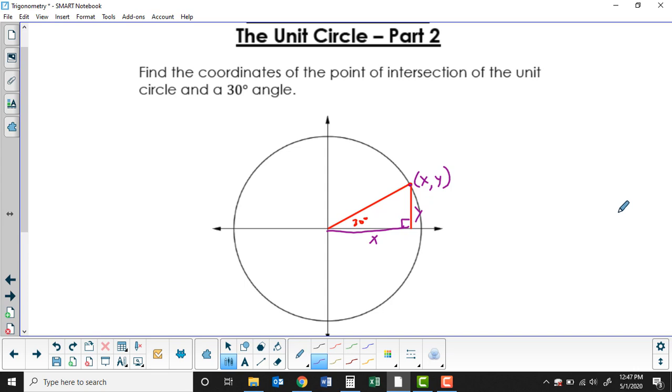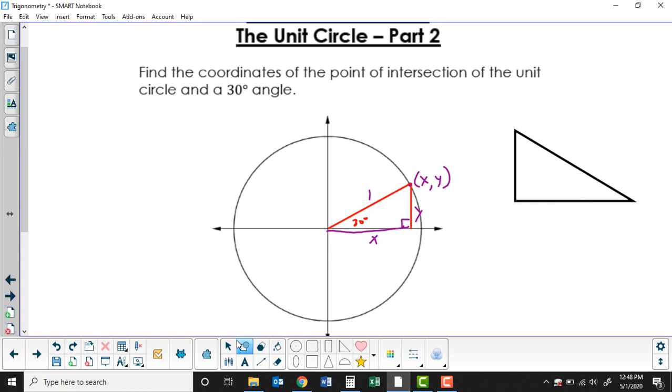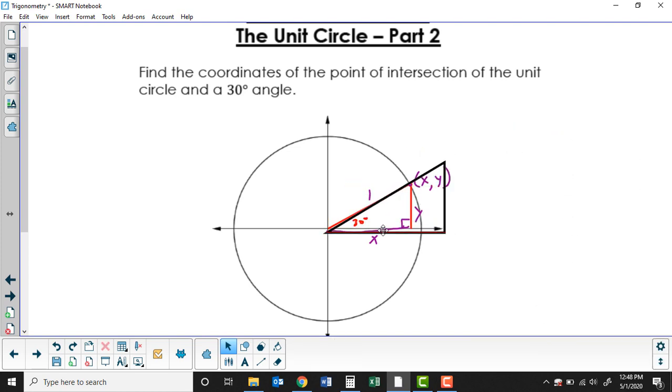And that's actually really simple to do because this terminal side will always be length 1, always. That's really pretty easy for us to remember. And then we just have to work off of this being a 30, 60, 90 triangle. Now, if you remember correctly, when we have a 30, 60, 90 triangle, let me bring up a triangle here really quick. Let me orient this triangle exactly the same as this one is. Flip left, right. So this triangle here is basically this triangle right here.